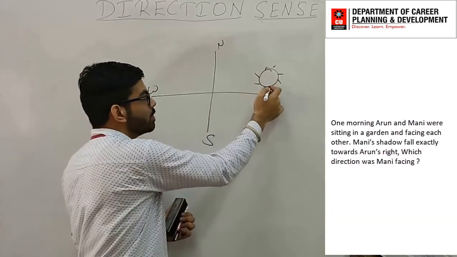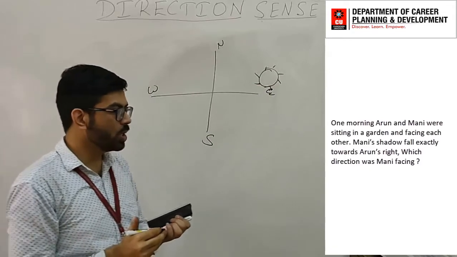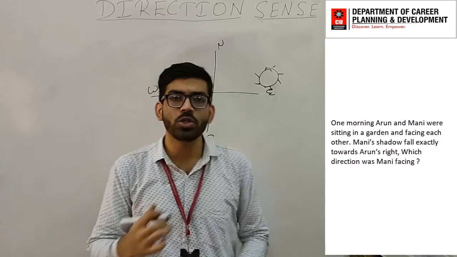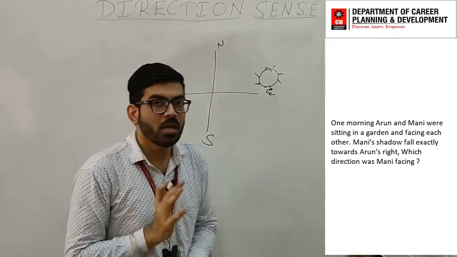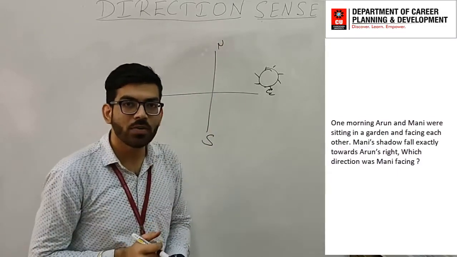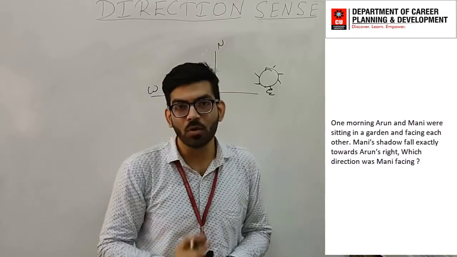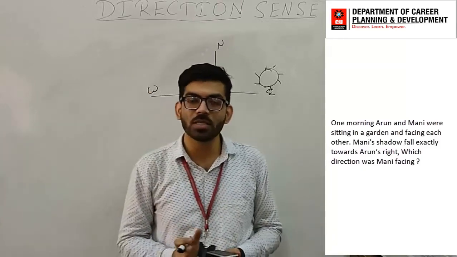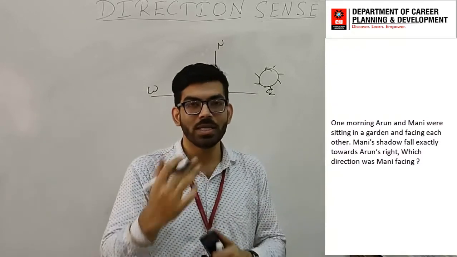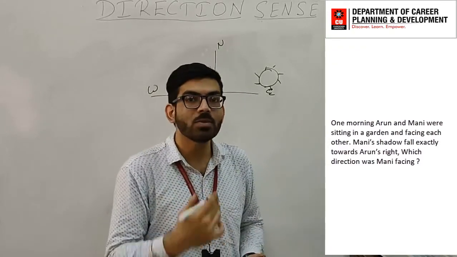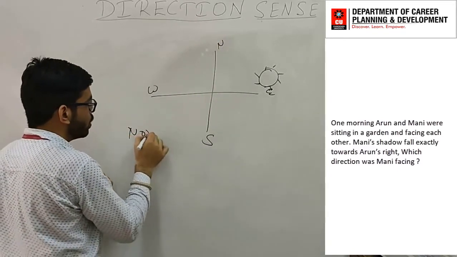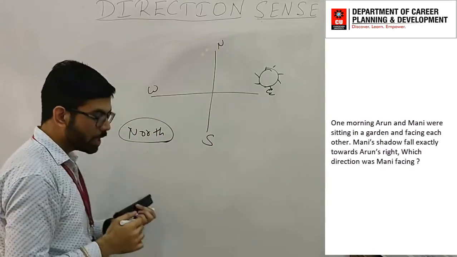If sun is here, and according to the question, Mani's shadow fell exactly towards the right of Arun, that means Arun's own shadow will be to the right of Arun. That means Arun will be sitting towards north and facing towards the south direction. If Arun is sitting like this, facing towards south direction, his shadow will be to the right of this person. In the same way, if Arun is facing towards south and Mani is facing him, face to face they are sitting, that means Mani will be facing the north direction. So right answer will be north direction.